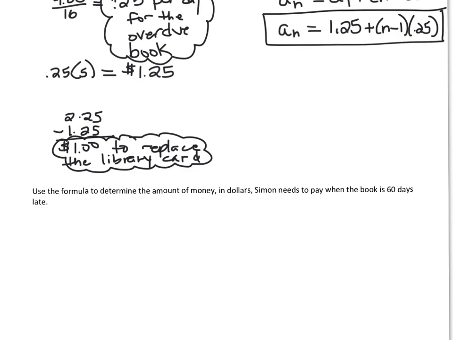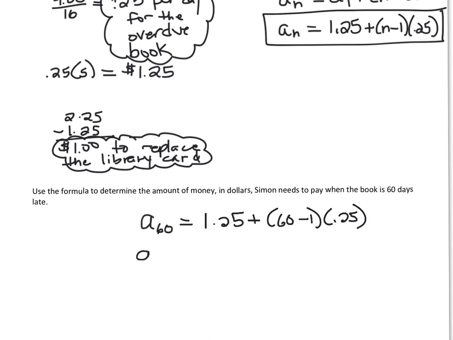Now, don't leave this as an n. What are we replacing the n with? The n is the number of the term that we're on. Well, if we want to figure what he owes after 60 days, we're looking for the 60th term. So we're finding a sub 60. Now that's going to be equal to, I'm just going to rewrite this entire right-hand side of the equation, but since I replaced this n with a 60, I'm going to replace this n with a 60. So it'll be 1.25 plus 60 minus 1 times 25 cents.